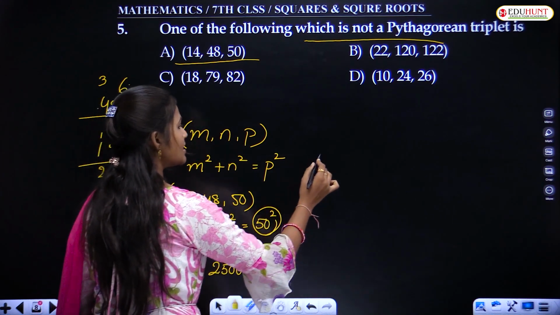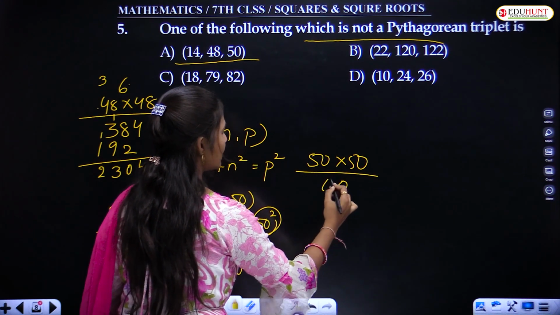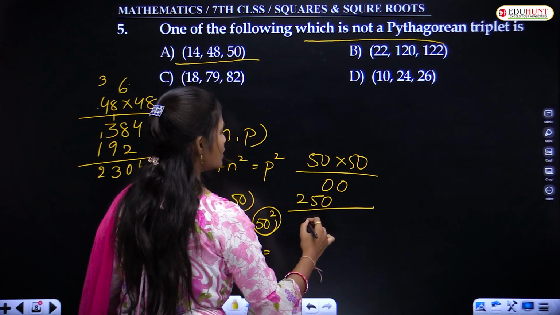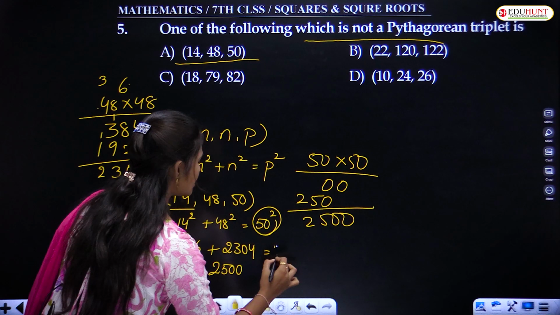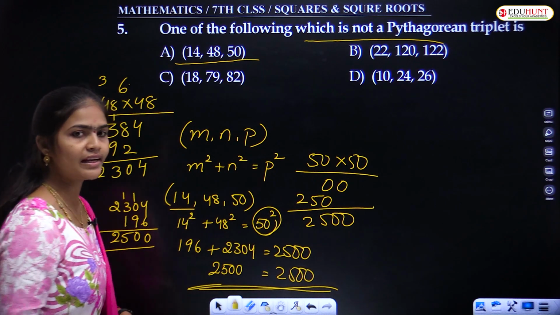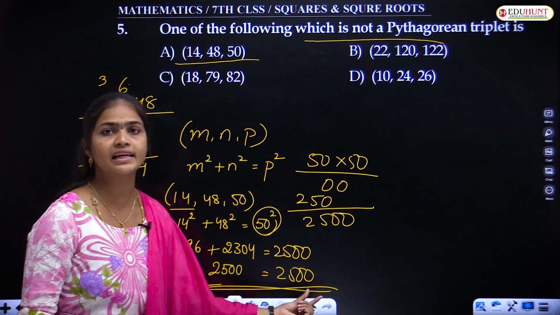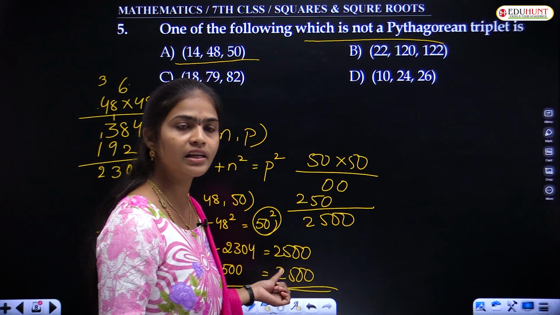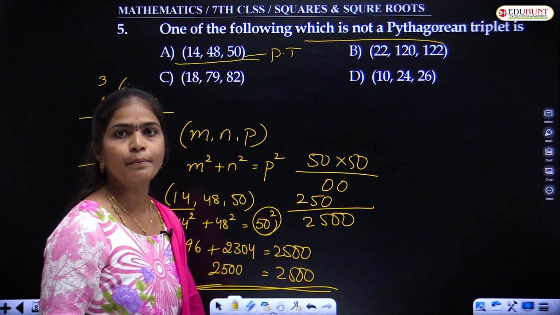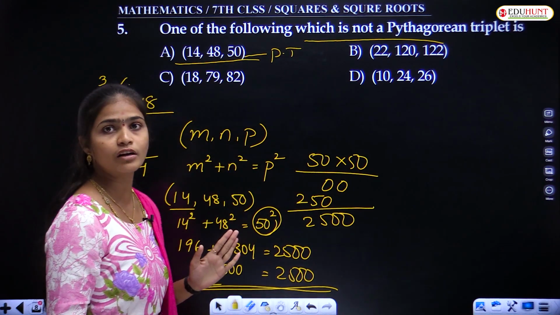And here 50 square is there. How can we write 50 square? 0 into 0 is 0, 0 into 5 is 0, 5 into 0 is 0, 5 5s are 25. So 2500. Here also we got 2500. So both have the same values. The sum of the squares of the first two numbers is equal to the square of the third number, so it is satisfied. This is a Pythagorean triplet. Next, check the next one.